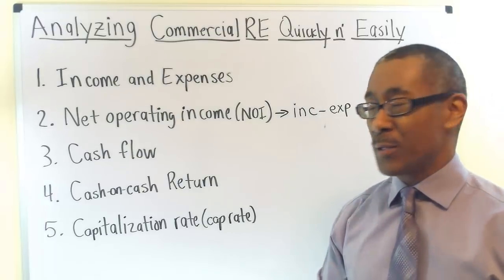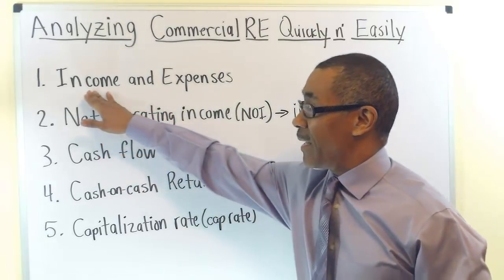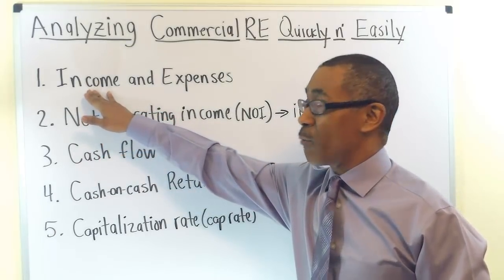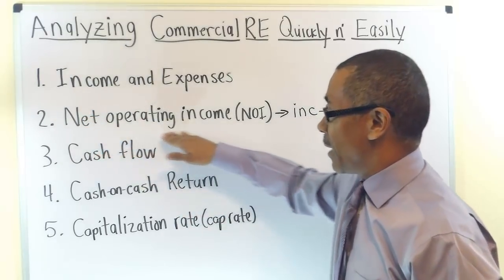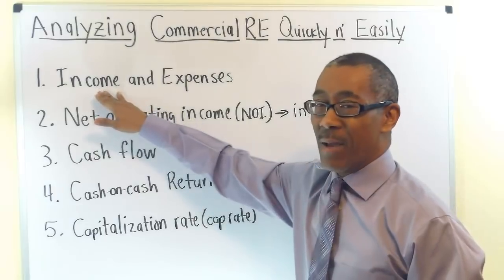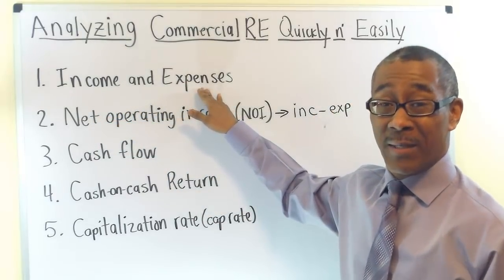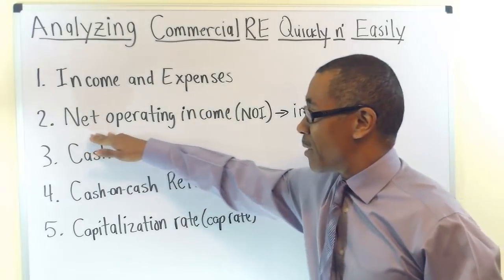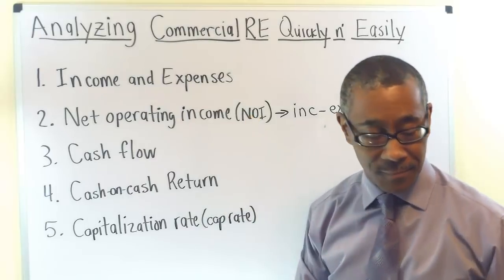Now, what people get confused with is net operating income and income, or gross income, or rental income. These are two different things. Your net operating income is your income after you subtract your expenses. Okay? That's the main difference. Again, this is probably the most important term out of these five for you to remember.